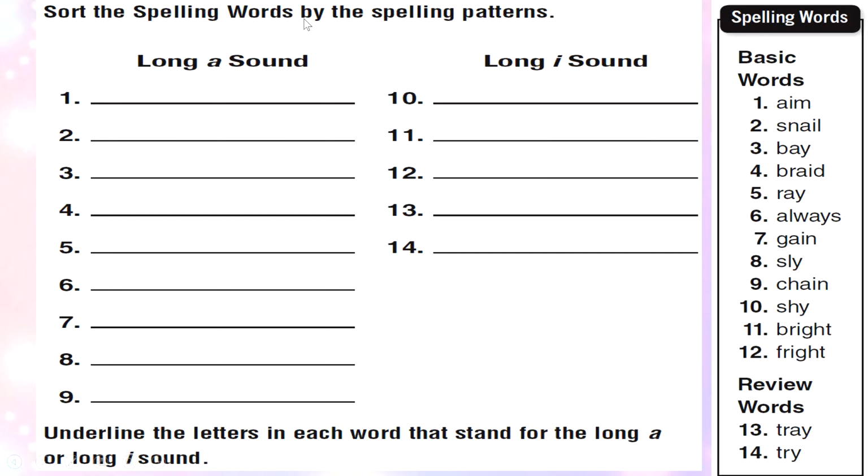Here in this exercise, you have to sort the spelling words by the spelling patterns. So if a word has long A sound, you put it here. And if the word has long I sound, you put it here. Then you have to underline the letters in each word that stand for the long A or long I sound. So please underline the letters that give long A sound or long I sound.